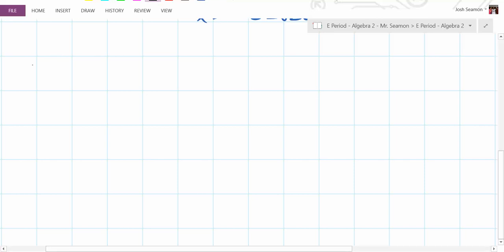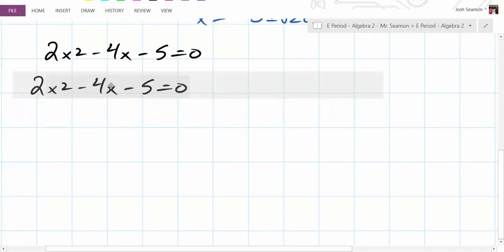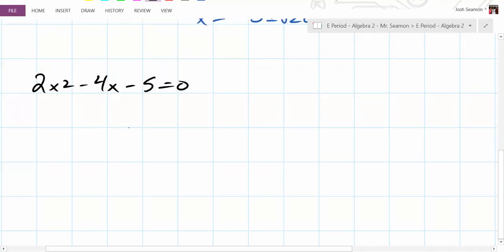2x squared minus 4x minus 5. That's fine. Okay, kids, everybody stand up. Position yourself so you can see the board.